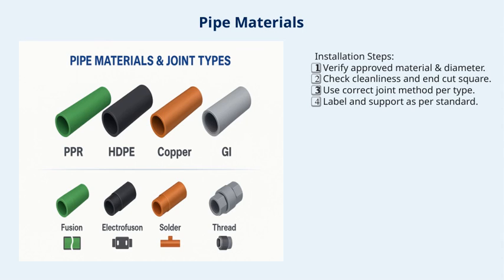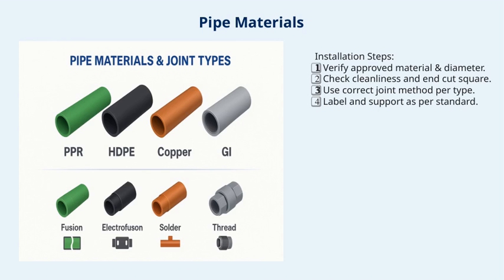Let's talk about pipe materials and the key steps to ensure a proper installation. First, it's crucial to verify that you're using the approved material and the correct diameter for your application. This helps avoid any compatibility issues down the line. Next, always check that the pipes are clean and that the end cuts are square. This ensures a good fit and a strong, leak-proof joint.